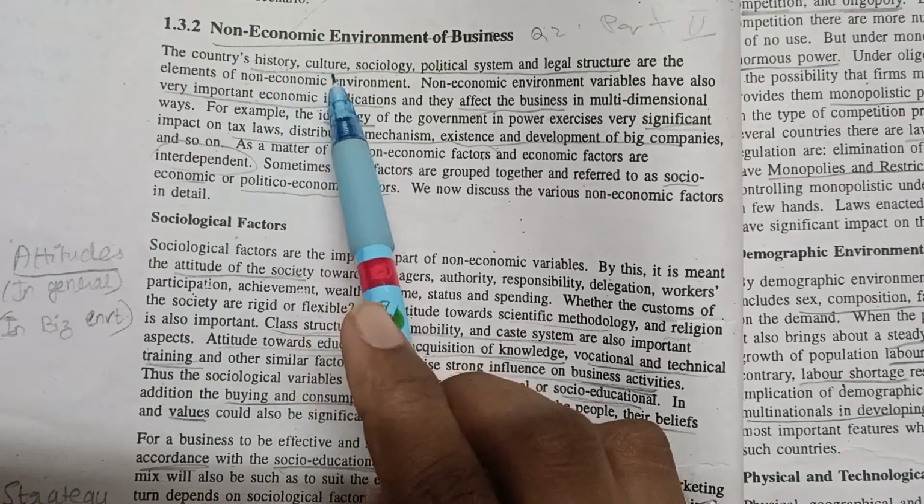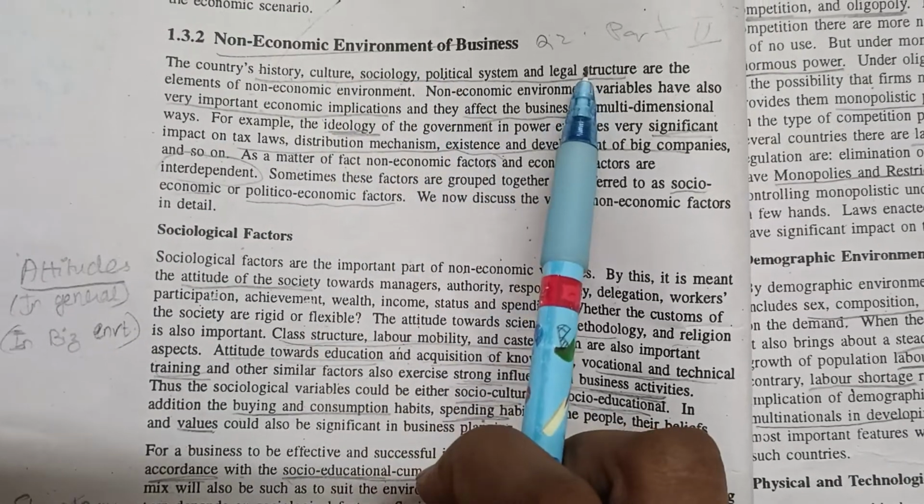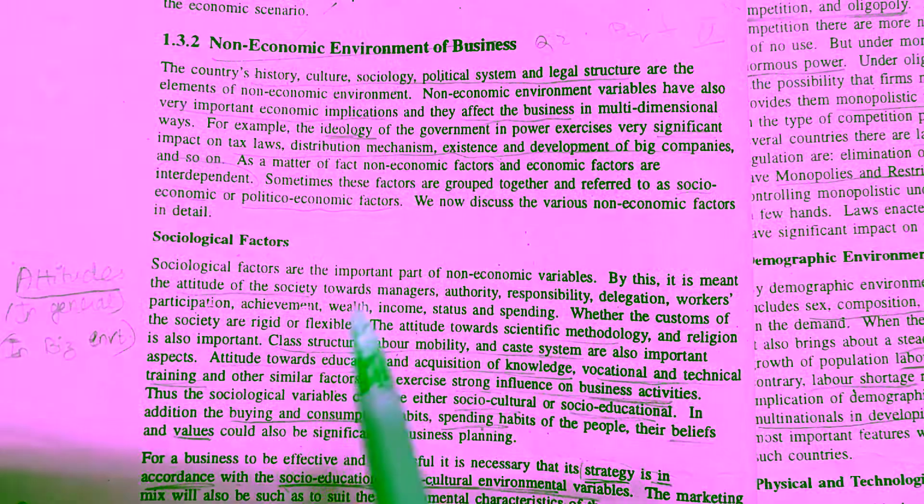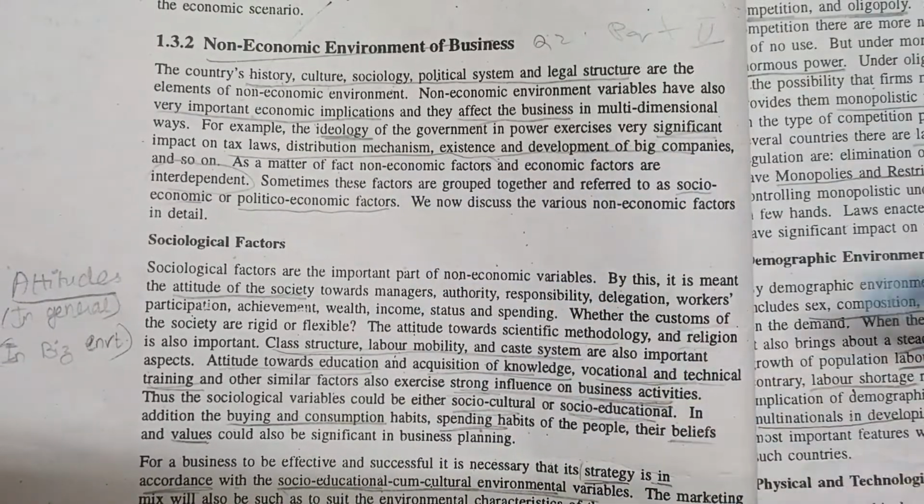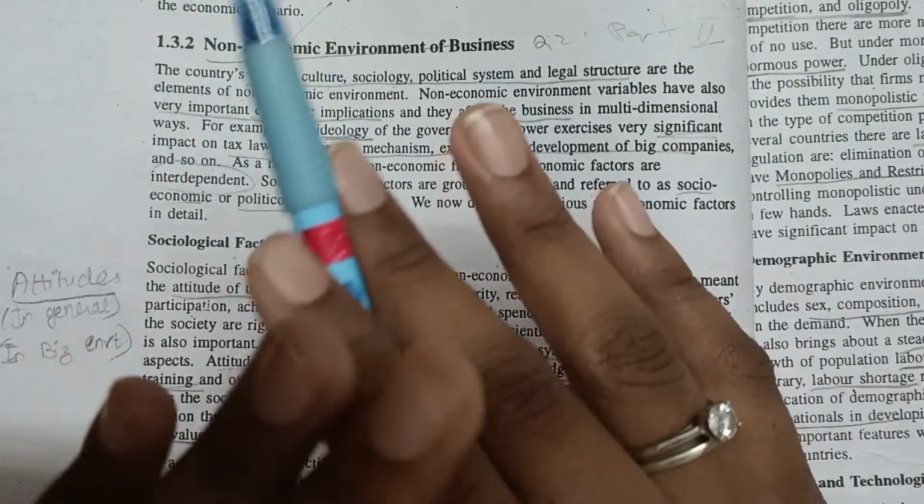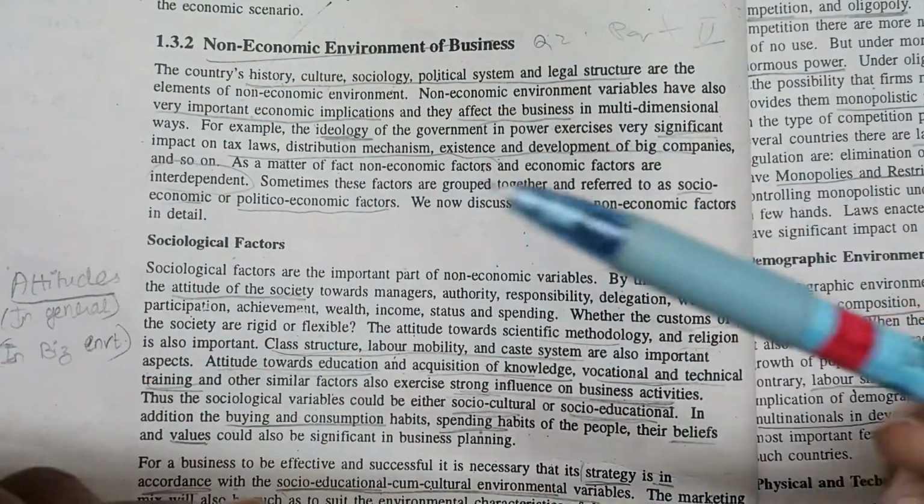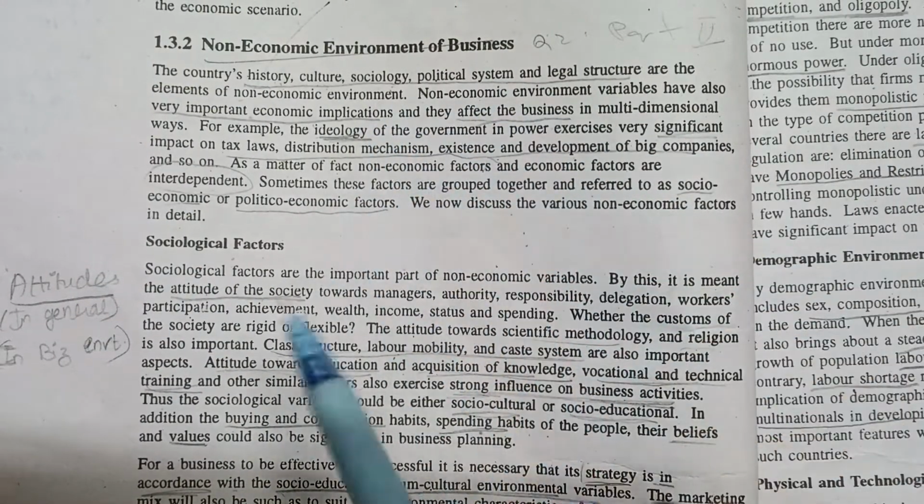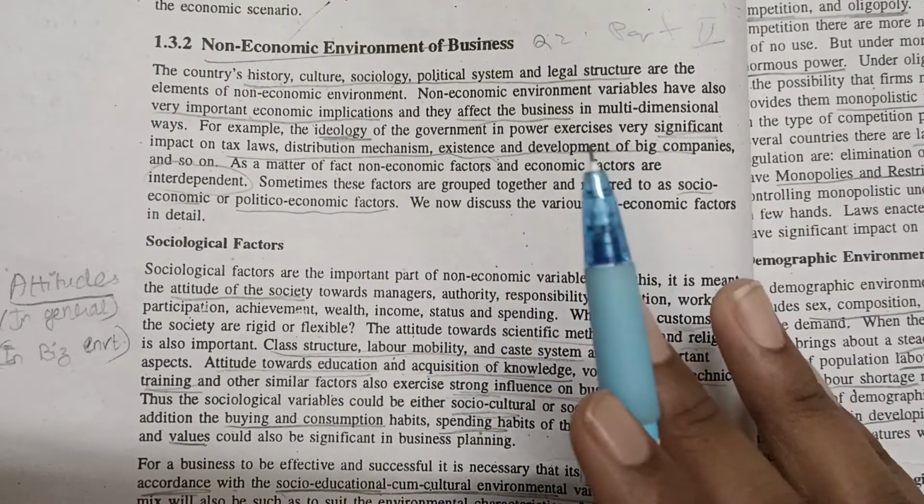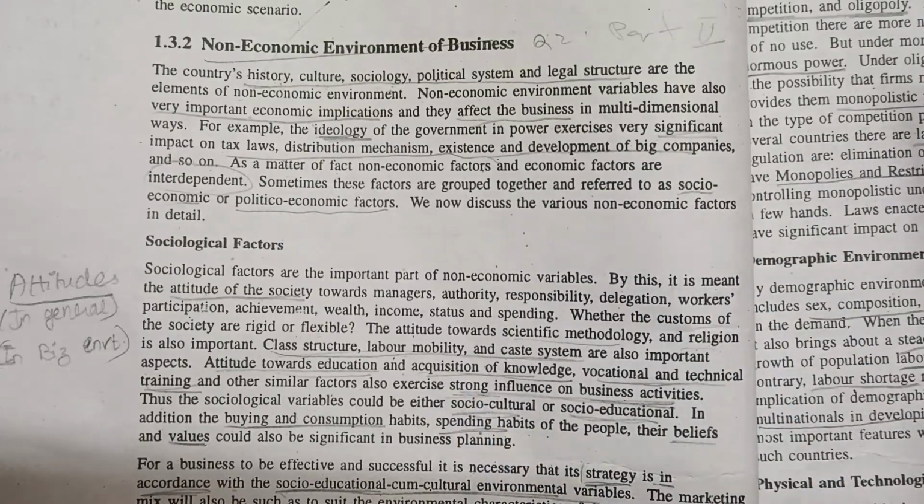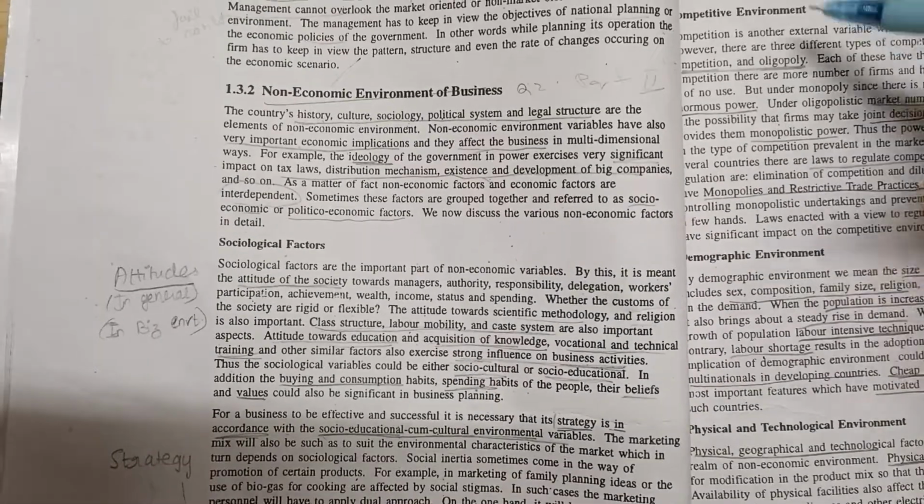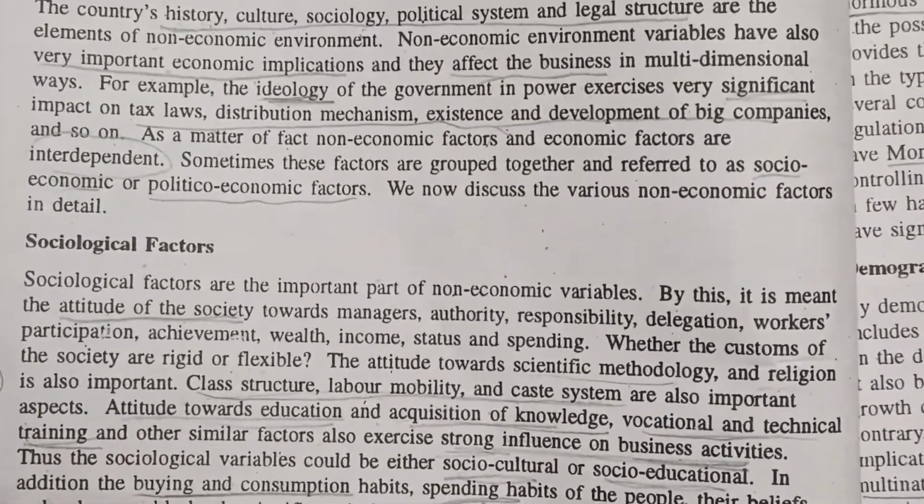It is history, culture, sociology, political system, and legal structure. Just underline all of these that I've underlined in the question. You don't have to underline in the answer. You don't have to entirely read everything. Just read whatever I'm underlining. That is more than enough for your exams. Just remember all of these. Also, don't forget to give all these side headings in the examinations, which is very important.